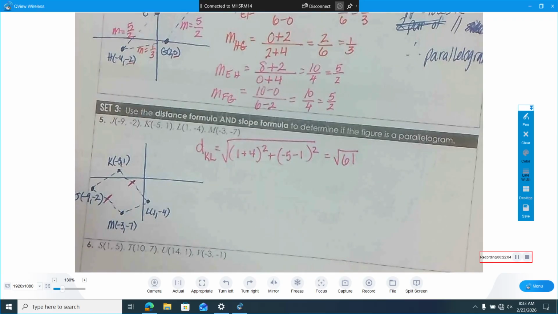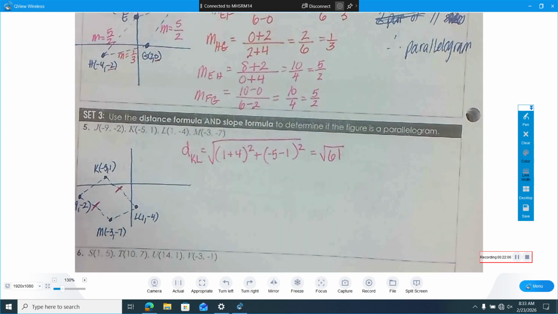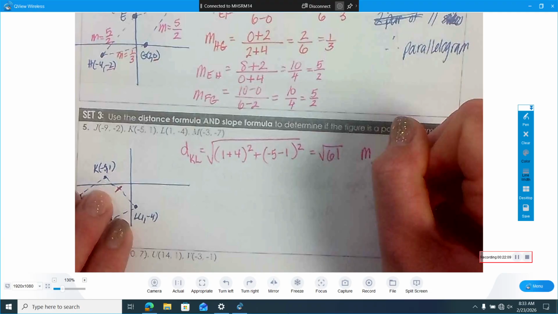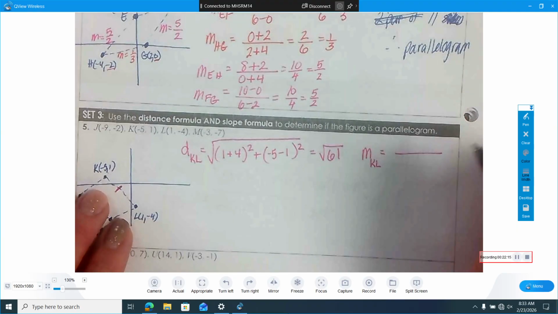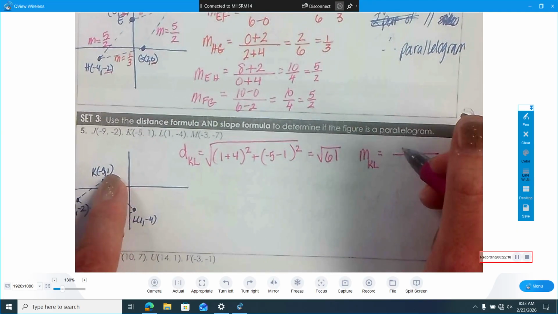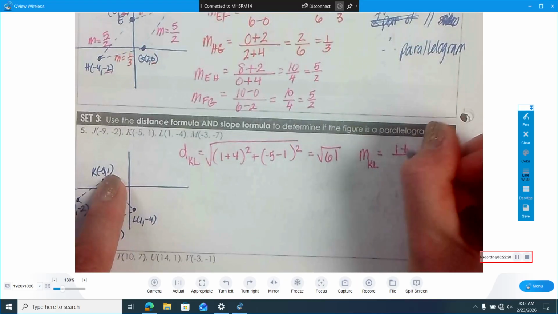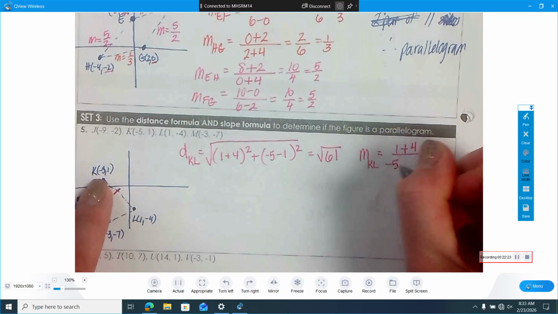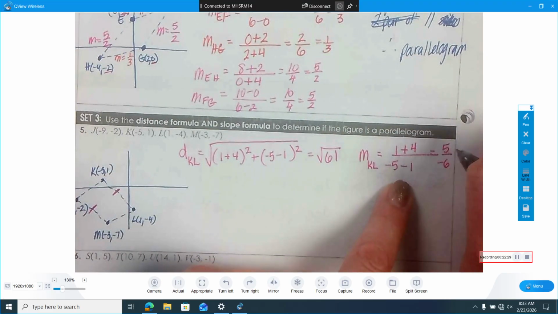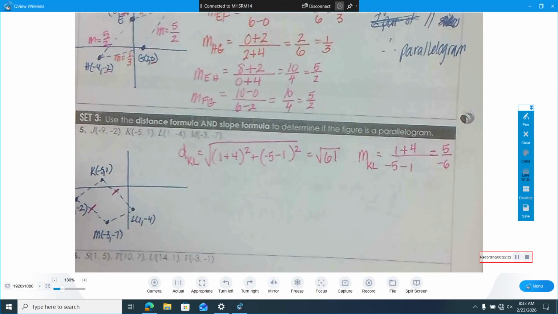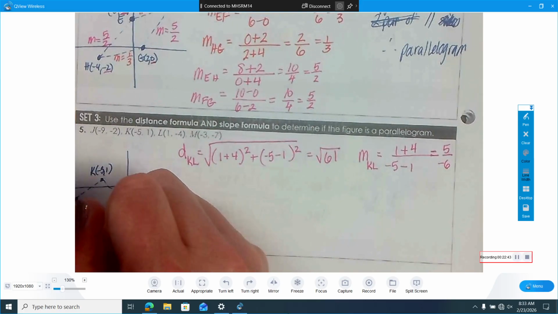Yeah, okay. Since I'm using those points right now, I'm also going to find the slope between K and L, because I might as well look at that as well. So my slope is going to be y2 minus y1. So 1 minus a negative 4 over negative 5 minus 1. So that is 5 over negative 6. All right, and then I'm going to compare that to this other side over here.